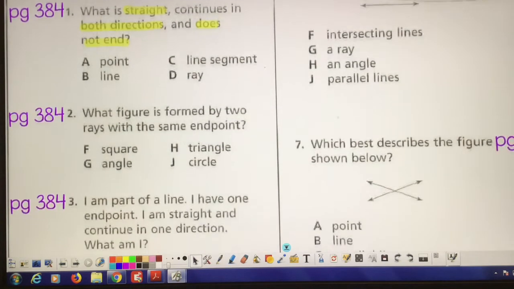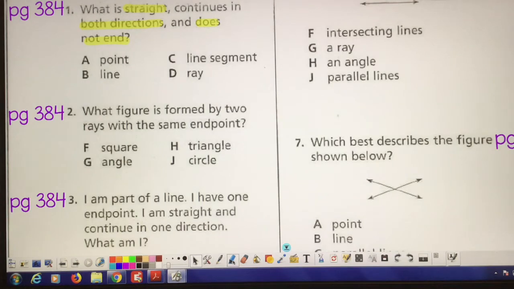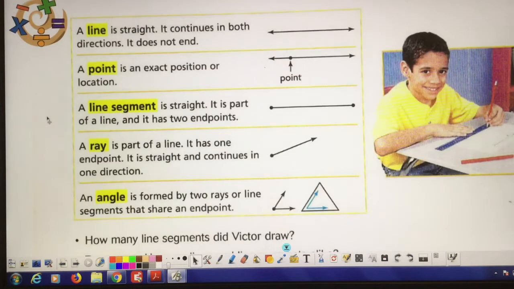Now I'm going on to number 2. What figure is formed by 2 rays with the same endpoint? So I'm looking for the definition of 2 rays with the same endpoint. I have square, angle, triangle, and circle. Well, I know square, triangle, and circle are shapes, but I have to look for the definition of an angle, and I know the definition of an angle is on page 384. So I'm going to come here and see if an angle matches that definition.